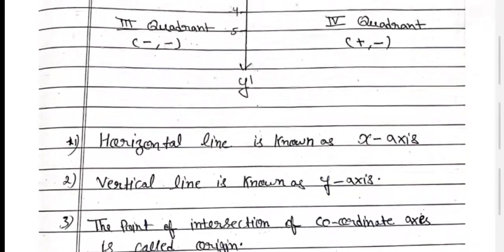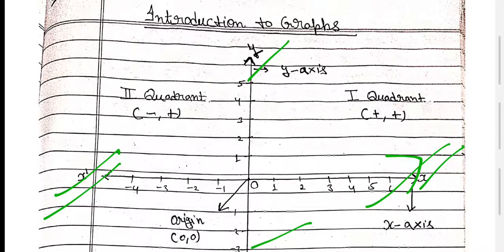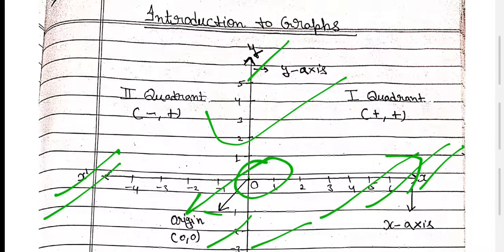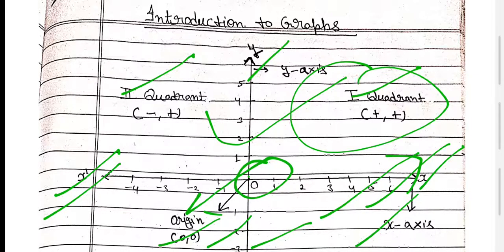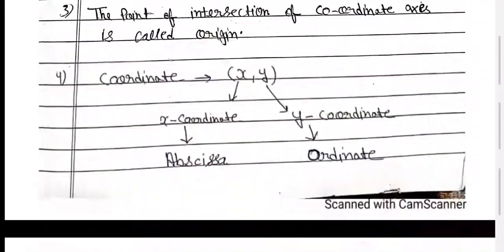These are the important terms which can be used in your chapter. Once again I am telling, this is known as x-axis, x-axis positive, negative, y-axis positive, negative. This is known as the horizontal line, this is known as the vertical line, and this point of intersection is known as the origin, and the coordinate is (0, 0). The intersection of these two lines divides the plane into 4 parts: first quadrant, second quadrant, third quadrant, fourth quadrant. And the point which lies in the first quadrant is always in the form of plus plus, second quadrant minus plus, third quadrant minus minus, and fourth quadrant plus minus. Okay, so you have to remember all these things.